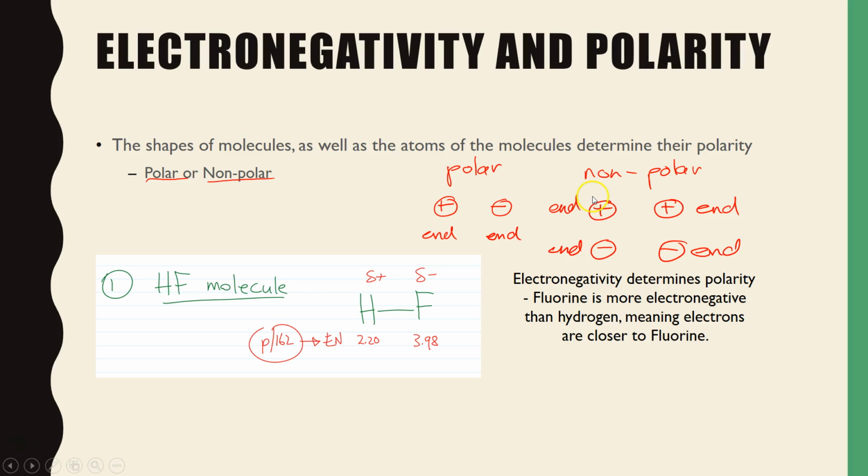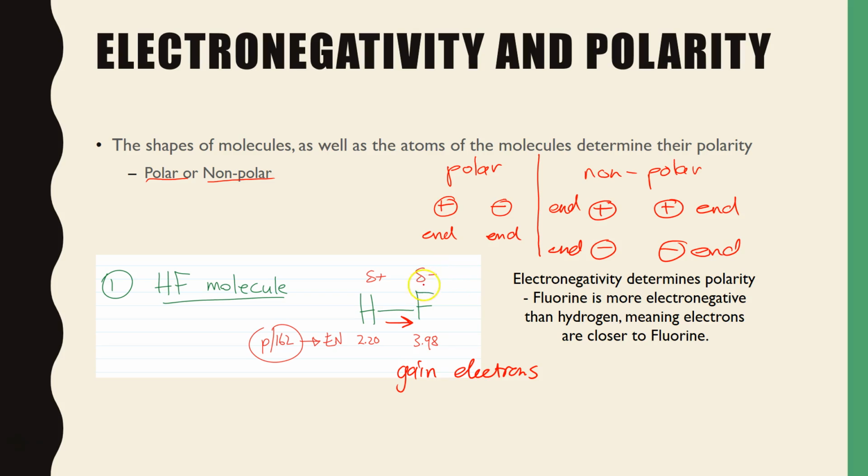Now that you have an understanding of what polar or non-polar is, we can apply this to molecules that we see in everyday life. So, for example, the hydrogen fluoride molecule. The hydrogen atom has an electronegativity, based on page 162 in your textbook, of 2.2, whereas the electronegativity of fluorine is much higher at 3.98. So the fluorine atom is going to want to gain electrons, or it's going to pull electrons more strongly towards itself compared to what hydrogen will.